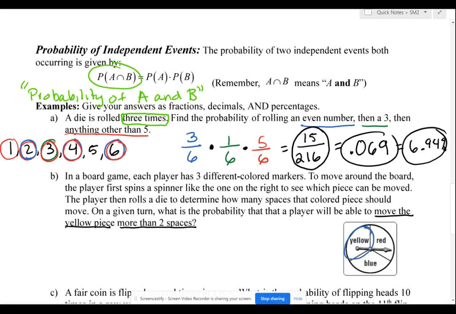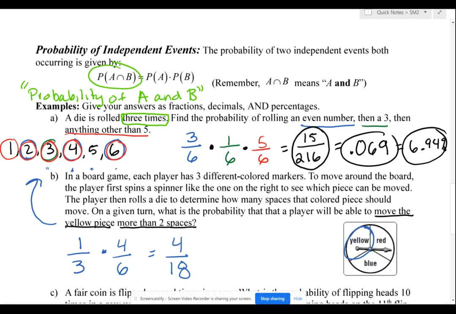So I have 1 yellow section out of 3 sections on the spinner. Okay? And then if I'm rolling a dice, I can even look up here at this example. If I'm rolling a dice and I want to go more than 2 spaces, there are 4 things that are more than 2. So that would be 4 out of 6. And then I'm going to multiply straight across. 1 times 4 is 4, and 3 times 6 is 18.